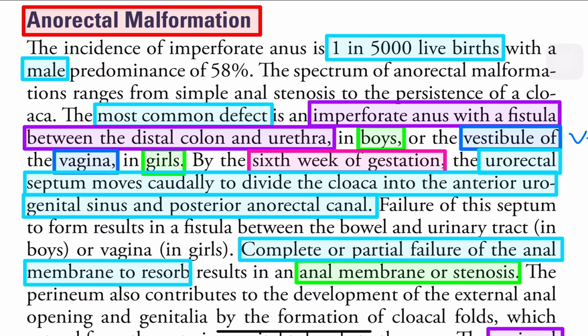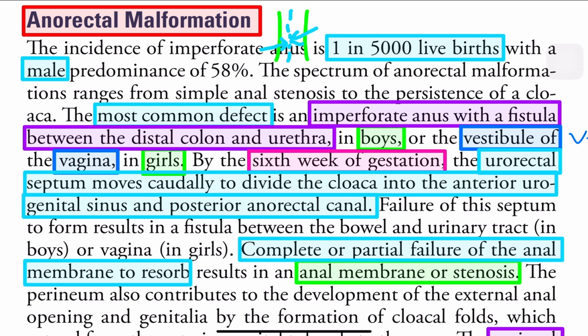Now come to the timing. So there is a urogenital septum. It has to move distally to divide the cloaca into anterior urogenital sinus and posterior anorectal canal. Suppose this is the cloaca, so one septum has to be formed. So the anterior part will be urinary and the posterior part will be the GIT.